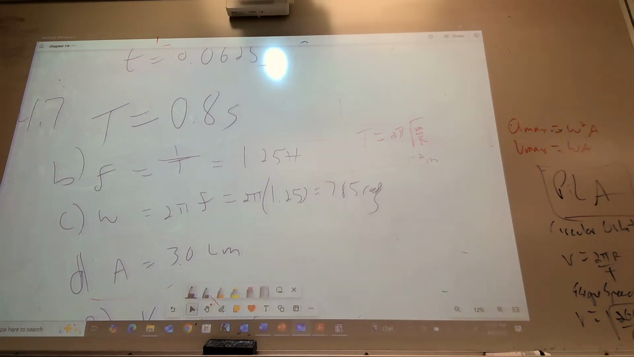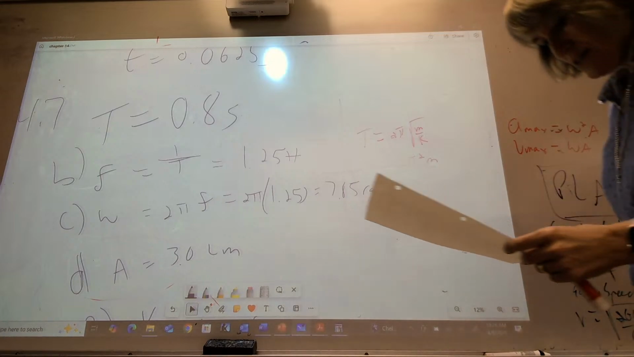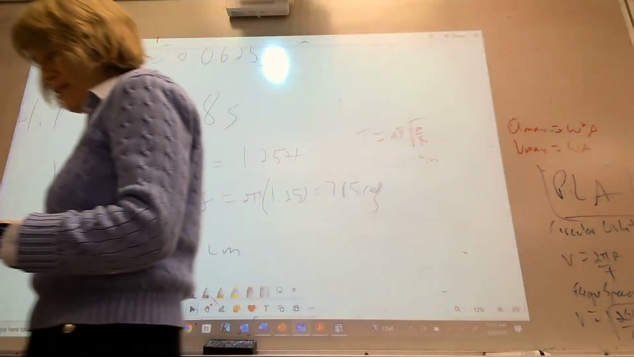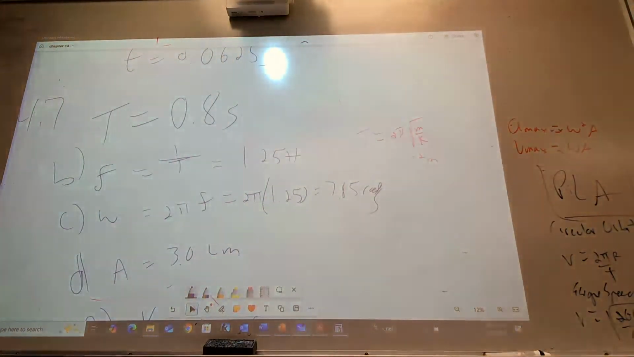Is the mass going to be a small number? They asked you for the period and the omega. Oh yeah, see. It's pretty small. Let's just go over A and B first.